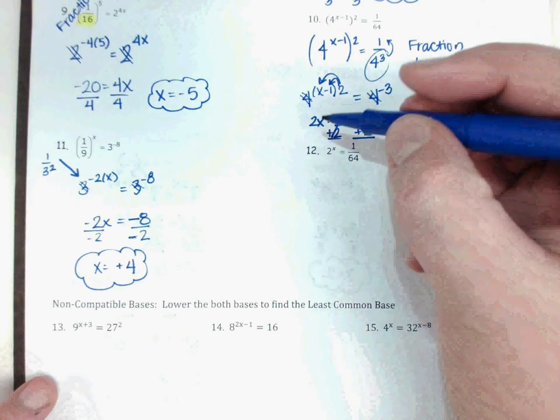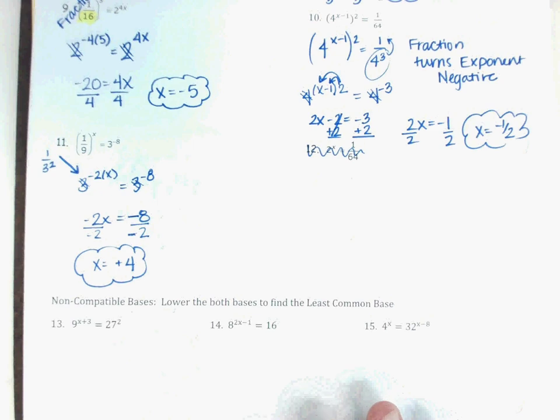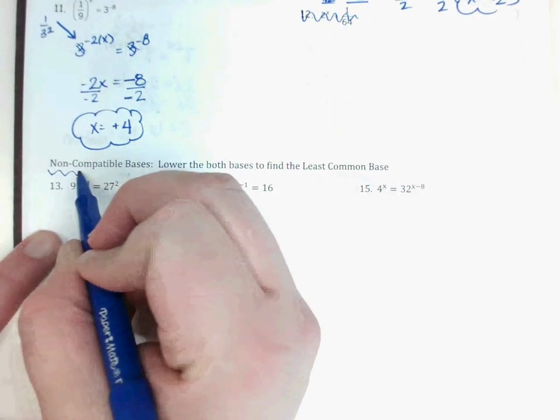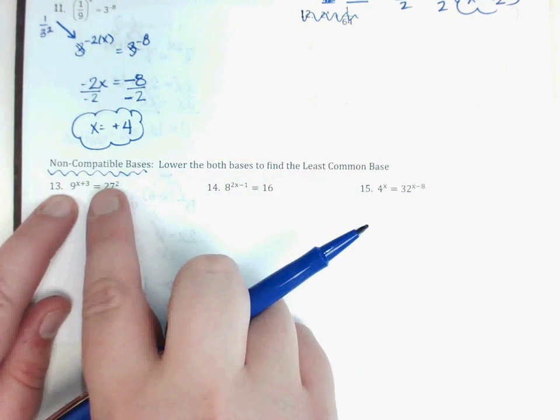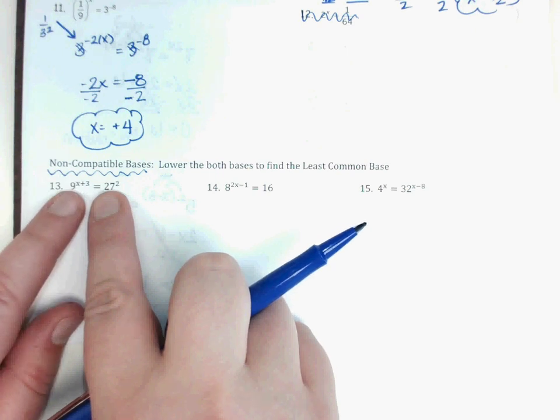So we're going to skip 12. Hopefully you get the idea. Okay, number 13, 14, and 15 are called non-compatible bases. This is what that means. What base do I want to use for the 27? A 9. Look on your 9 chart though. Is 27 in it?